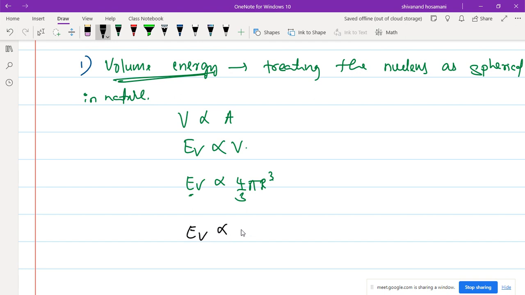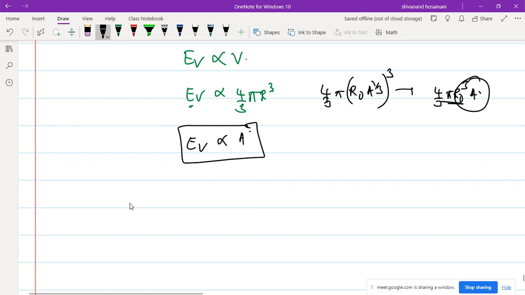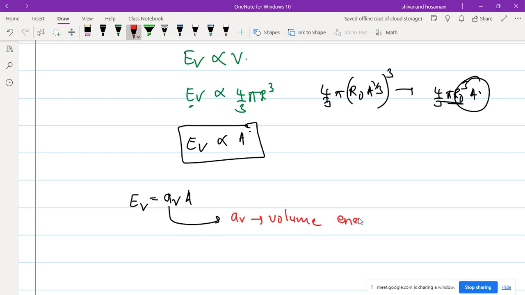Because R can be written as R₀ times A to the power 1/3, whole power 3. Therefore, this becomes only 4/3 π R₀³ A. Therefore, the direct proportionality is only to A. So the volume energy of the nucleus is defined as a_V times A. What is this a_V here? a_V is defined as the volume energy constant. The energy possessed by the nucleus due to its volume is defined as volume energy.